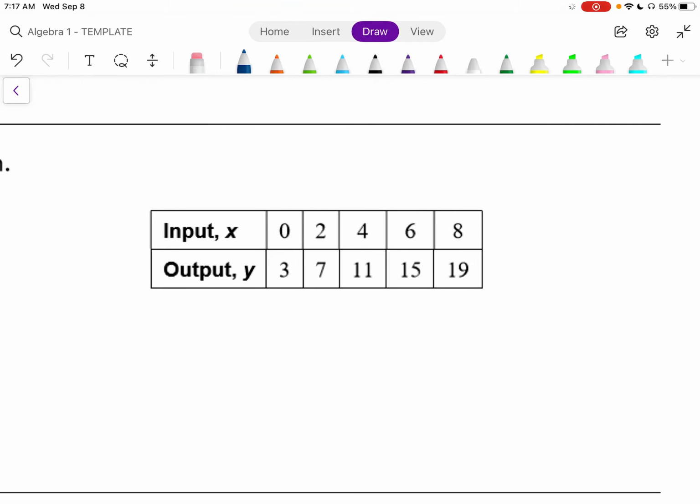Right here, looking for repeats, I have 0, 2, 4, 6, 8. There are no repeats, so it's a function. I don't even have to look at the output values there. I just know that there's no repeated x's, so there can't be a situation where I plug in x and then plug in x and get a different thing, because we only plugged in everything one time.